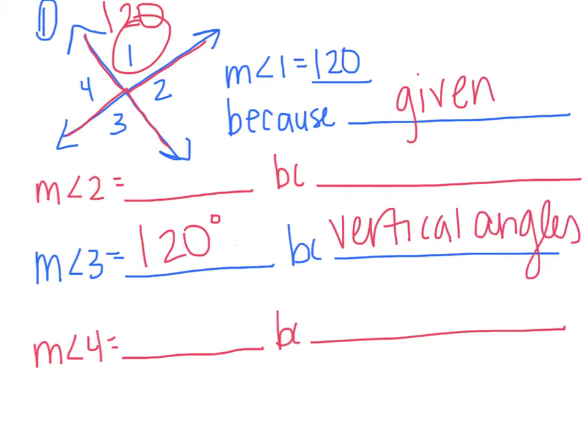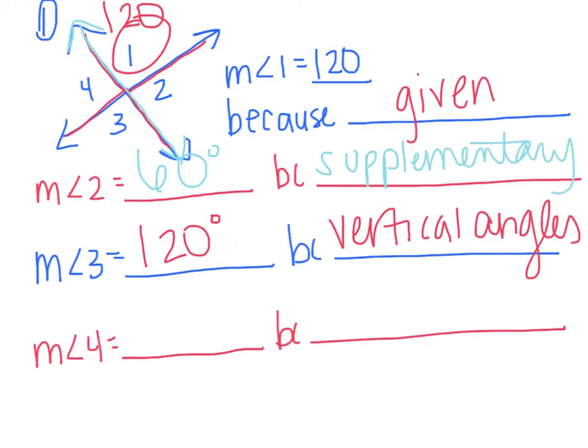All right, and now we can look at number 2. This is a straight line, so we can use the rule of supplementary angles. If angle 1 is 120, we're going to say 180 minus 120 is 60 degrees for angle 2. And supplementary is going to be the reason why. And then angle 4, if we knew angle 2, its vertical angle is 4. So 60 degrees, vertical angle.